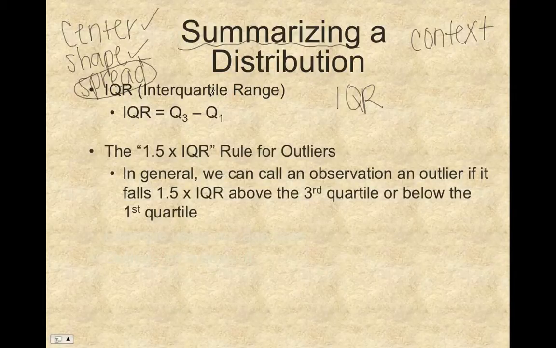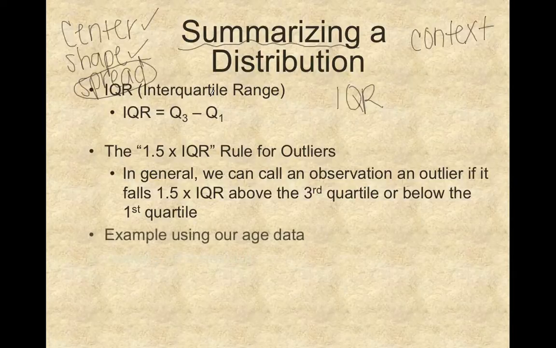While we're on the subject of the IQR, I want to talk now about how to actually mathematically calculate whether or not an observation is an outlier. Generally speaking, we can call an observation an outlier if it falls 1.5 times the IQR above the third quartile or below the first quartile. Now I know that sounds complicated, but it's not too bad. This is called the 1.5 times IQR rule. Statisticians have a tendency to name things exactly as they are.